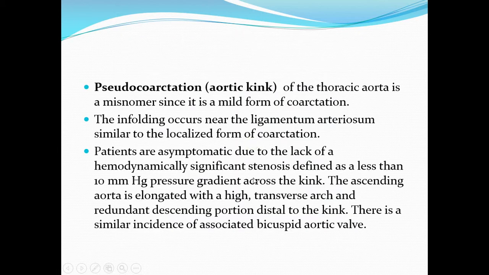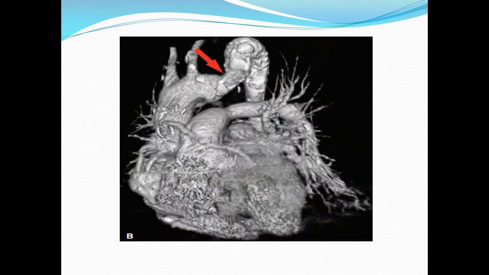There is something called pseudocoarctation or aortic kink, which is basically a mild form of coarctation. Infolding occurs at the ligamentum arteriosum, similar to the localized form of coarctation, and the patient is usually asymptomatic because there is no hemodynamically significant stenosis. Hemodynamically significant stenosis is when the pressure gradient is more than 10 millimeters of mercury. If it is less than 10 millimeters of mercury, it is not significant. The ascending aorta is elongated with a high transverse arch and redundant descending portion distal to the kink. There is a similar incidence of associated bicuspid aortic valve. So you can see here again there is a coarctation here.